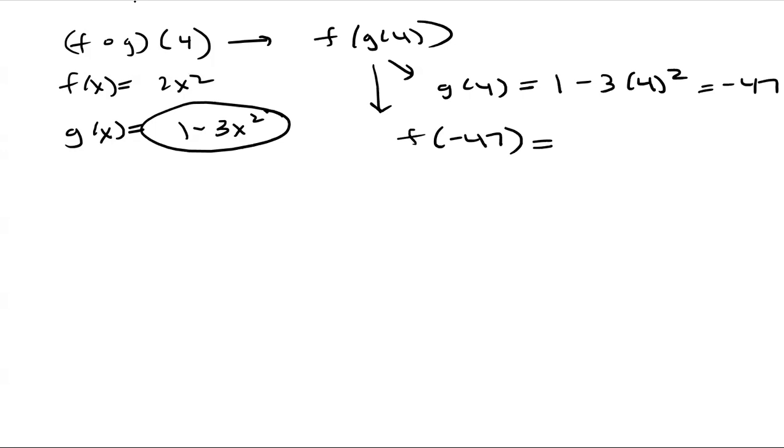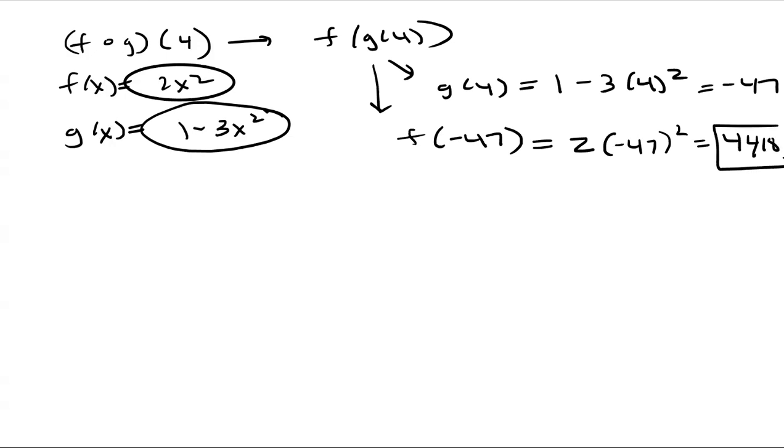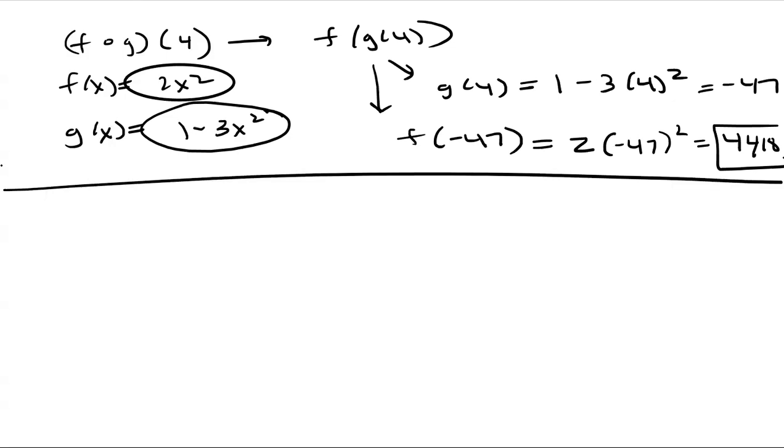So now I need to plug this in for f. Okay. Well, what is f? F is this here. Okay. So that's going to be 2 times negative 47 squared. Okay, so when I put that in a calculator, we get 4418. So there's the answer there. Okay, so very good. All right, any questions on here so far?